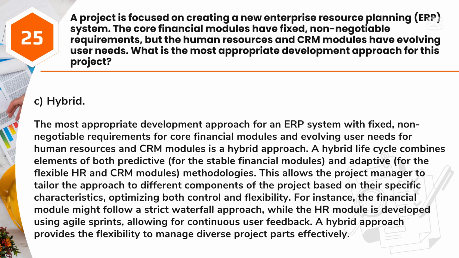Answer: C. Hybrid. The most appropriate development approach for an ERP system with fixed, non-negotiable requirements for core financial modules and evolving user needs for human resources and CRM modules is a hybrid approach. A hybrid life cycle combines elements of both predictive, for the stable financial modules, and adaptive, for the flexible HR and CRM modules, methodologies. This allows the project manager to tailor the approach to different components of the project based on their specific characteristics, optimizing both control and flexibility.